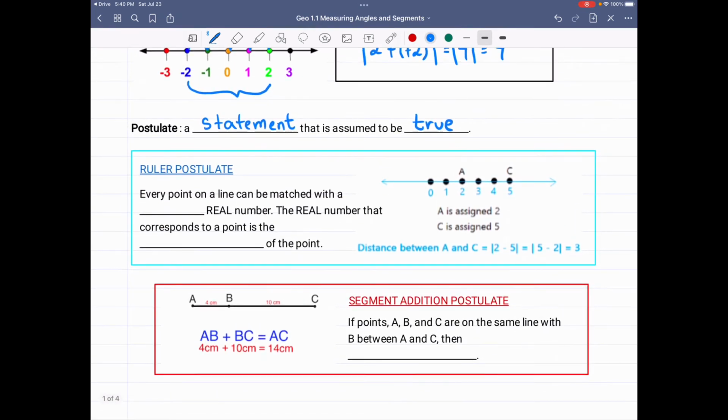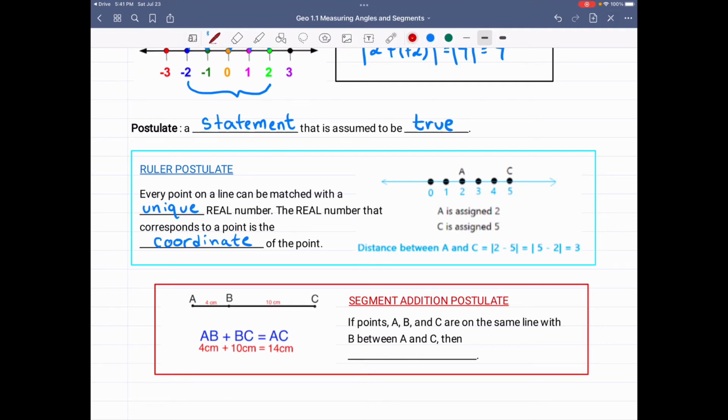The ruler postulate. Every point on a line can be matched with a unique real number. The real number that corresponds to a point is the coordinate of the point. And you can see an example here of a ruler, and we have A is at 2 and C is at 5, and you can find the distance either doing the absolute value of 2 minus 5 or the absolute value of 5 minus 2, both equal 3.